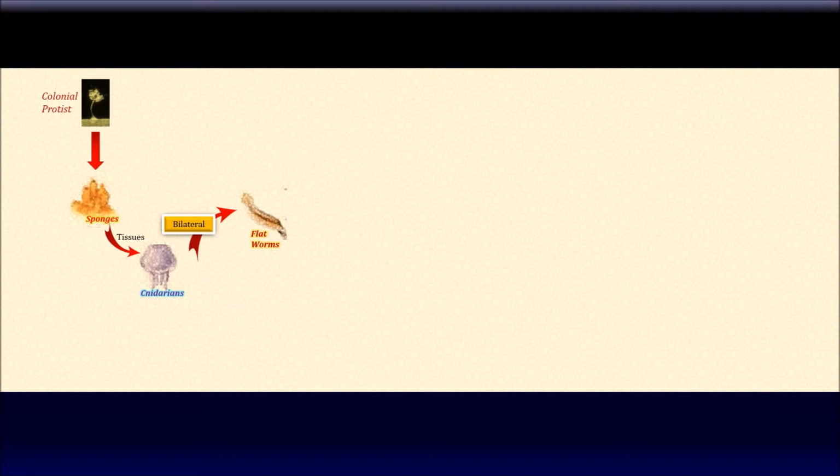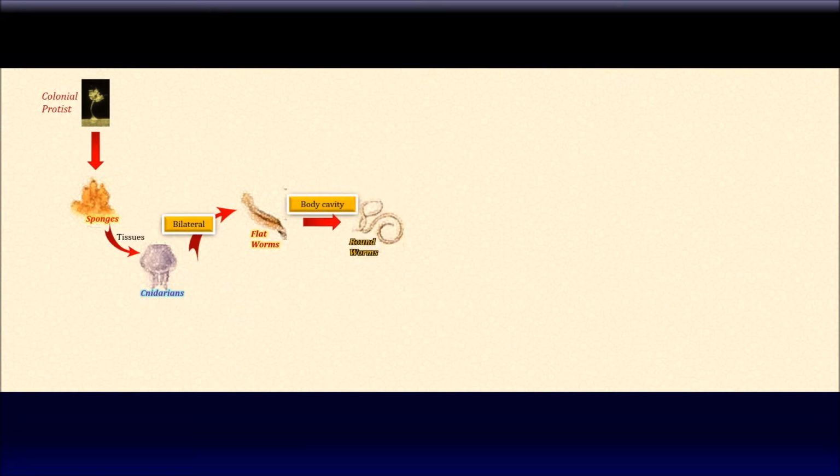The first living things with bilateral symmetry were some primitive living things such as the flatworms. And now the flatworms were doing just fine for a long time, and some of them, of course, still exist. But then one day, another evolutionary breakthrough occurred. That is, they developed a body cavity.